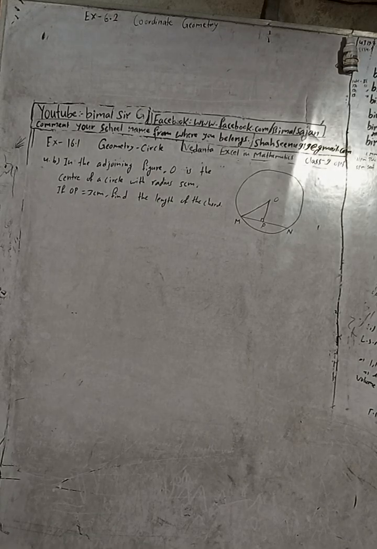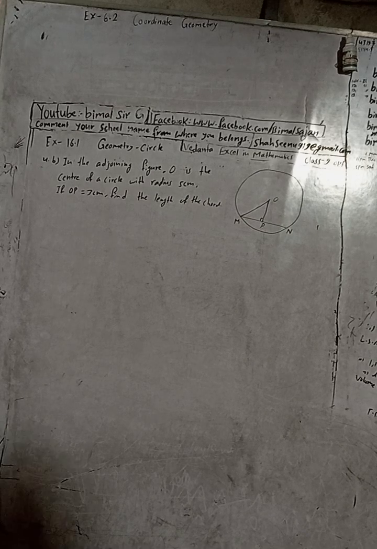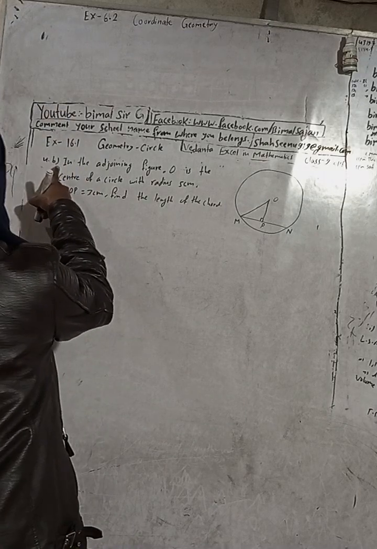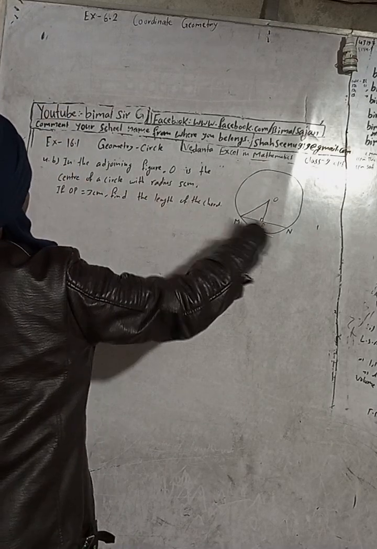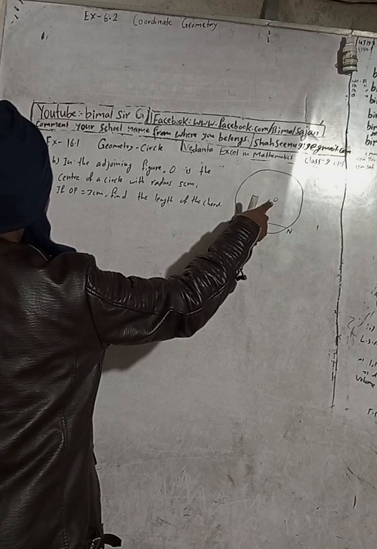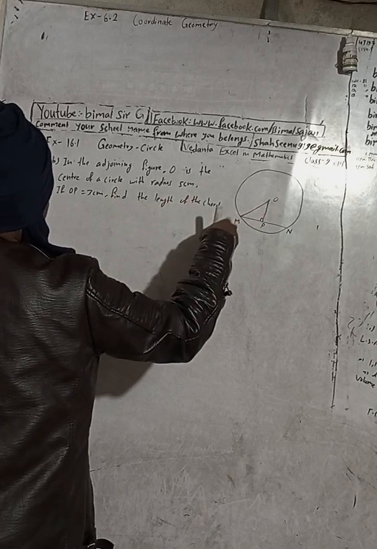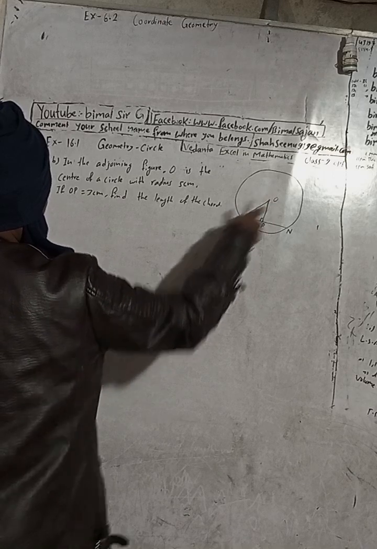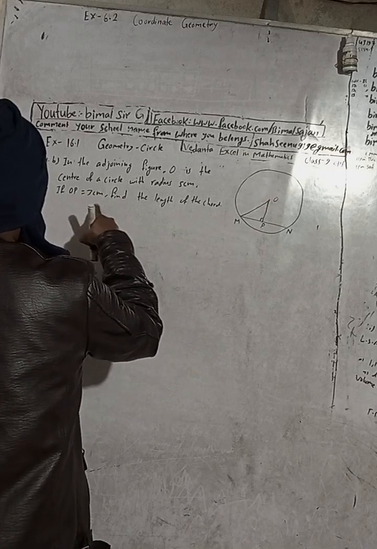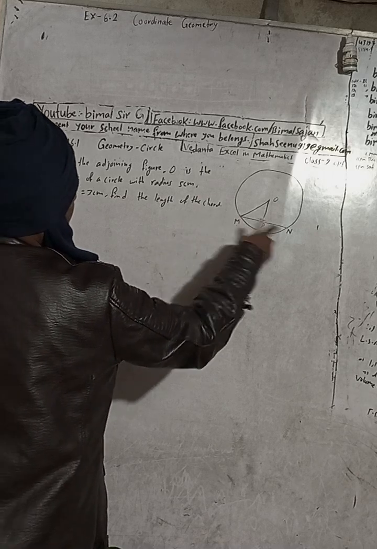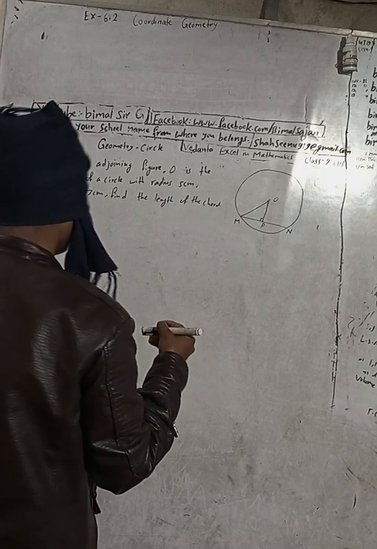This is question number 4b, exercise 16.1, geometry circle. Here the question is, in the adjoining figure, O is the center of a circle with radius 5 cm. Radius 5 cm means OM is 5 cm, okay? If OP is equal to 3 cm, OP is given 3 cm, then find the length of the chord. We have to find the length of this chord, MN, okay?